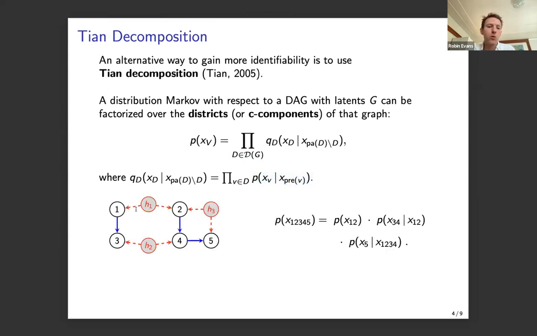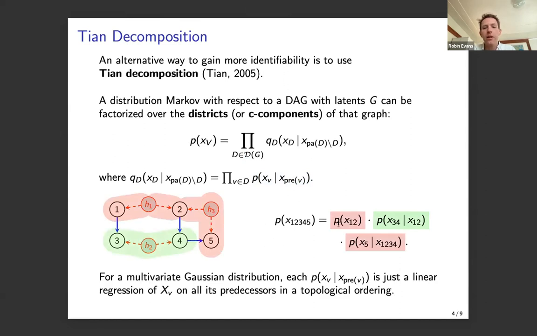So here's a quick example. Here I've got a graph with two districts. One is joined to two and two is joined to five, so 1, 2, 5 forms the first district, and 3 is joined to 4, so 3, 4 forms the other district. We can highlight that so you can see. If we look at these two products, here I've chosen the topological order 1, 2, 3, 4, 5. So I'll get the marginal distribution of x1 and x2 and the conditional distribution of x5 given x1, 2, 3, and 4. And for the other district, I'll just get three and four conditional on 1 and 2.